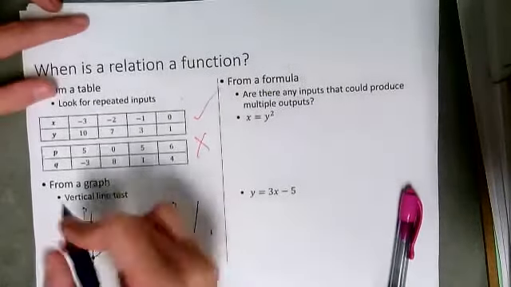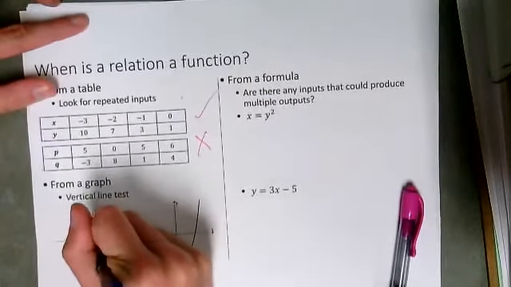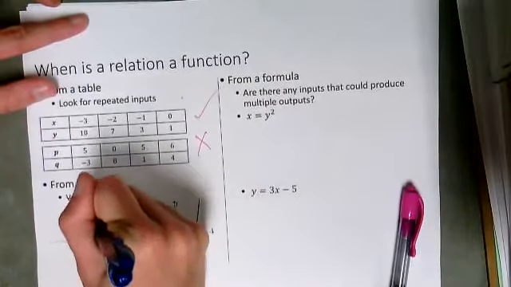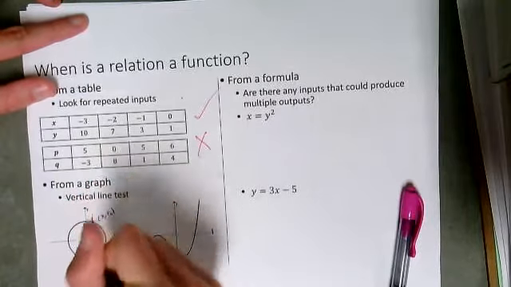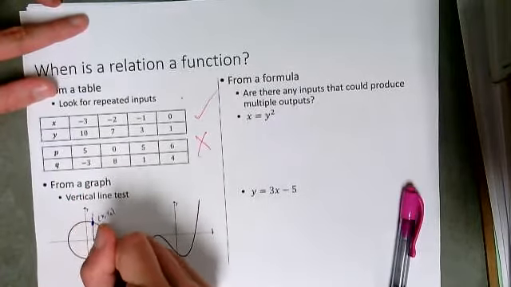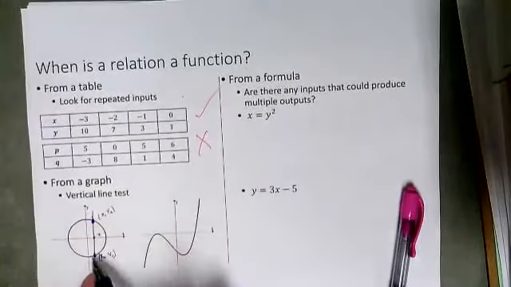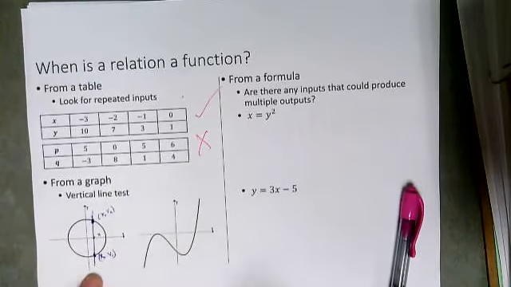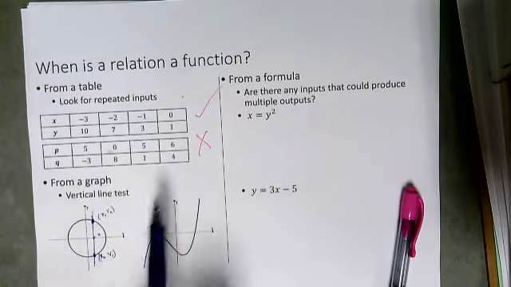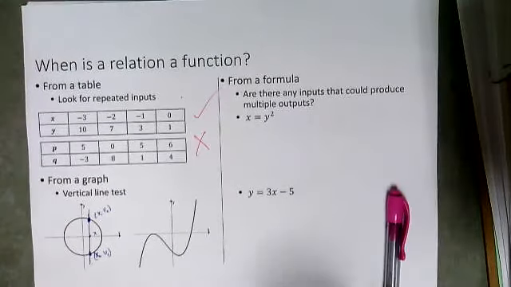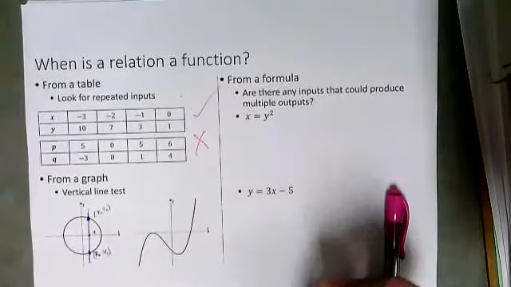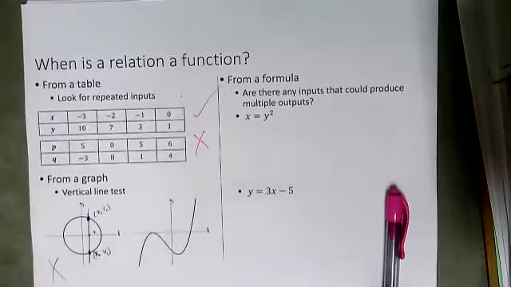Why? Well, think of it this way. Say that's x, and this is y1 and y2. These are points on the graph: x, y1 and x, y2. The same input with different outputs. So that's what the vertical line test is doing. It's doing the exact same thing as in the table. So this fails the vertical line test miserably and is not a function.